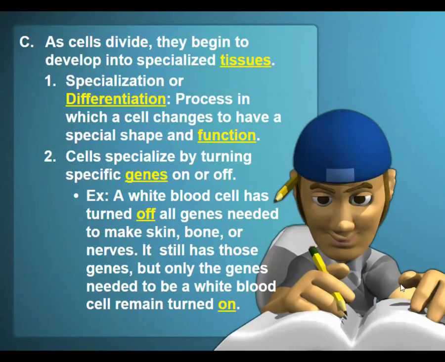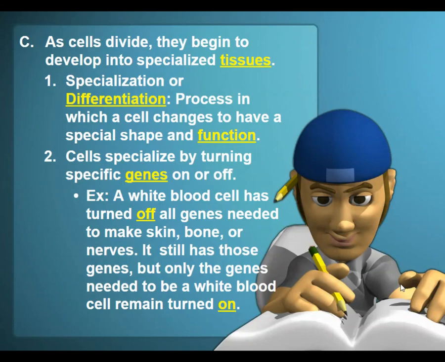As cells divide, they begin to develop into specialized tissues, and this is called specialization or differentiation. And they love using these words on the Regents exam. So this process is involved where a cell changes to have a special shape and function. So for example, your cells are going to specialize and become muscle cells or eye cells. And they can turn specific genes on or off to do that.